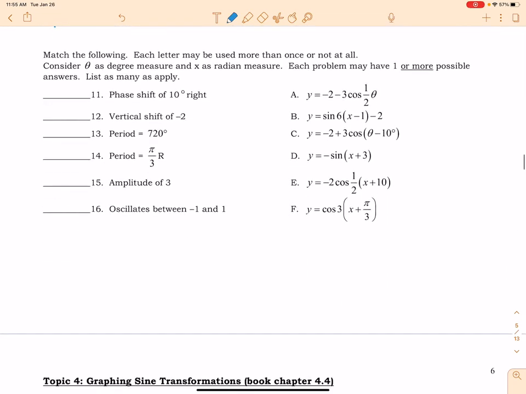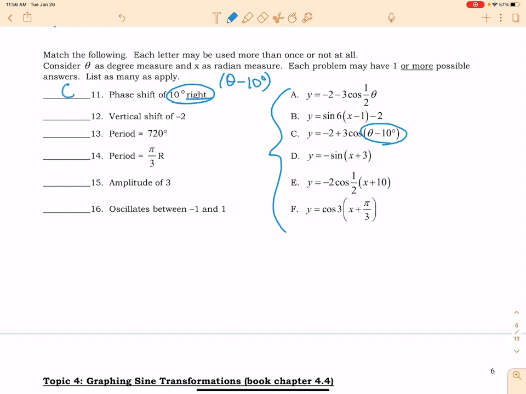Alrighty, so this matching question here, let's go over this. We can use each of these letters more than once or not at all. So we are going to look at a description over here on the left. Number 11, we have a phase shift of 10 degrees right. So what is that going to look like? Well, we're in degrees, so it's going to mean theta to the right minus 10 degrees. So we're looking for something like that in our equations. So, oh look, we've got one right here, and that is all. So it is just C.